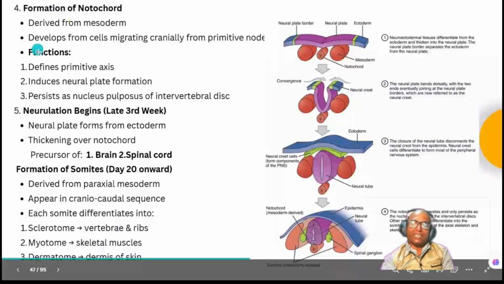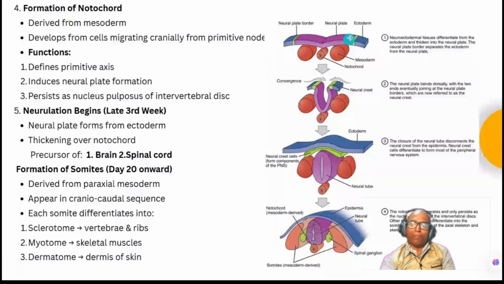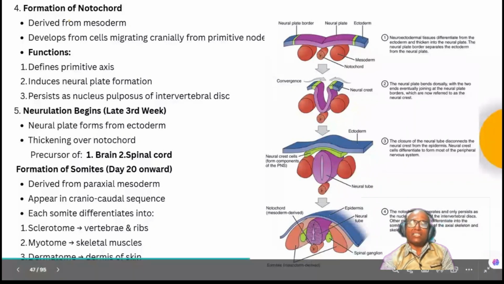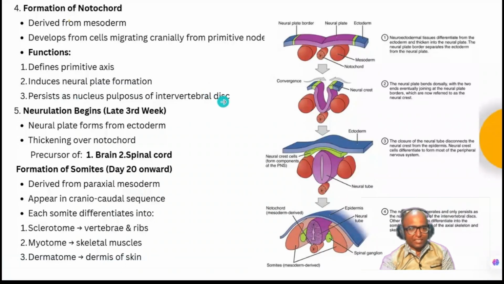So the notochord is getting formed. This notochord will induce the formation of the neural plate. This neural plate will then form the neural tube, and this is the formation of the components of the peripheral nervous system. Later on, this notochord will disintegrate. However, in adults, it will remain as the nucleus pulposus of the intervertebral disc. Okay.